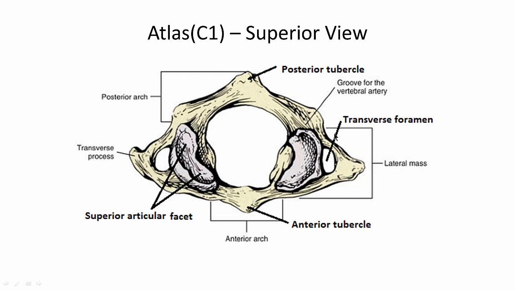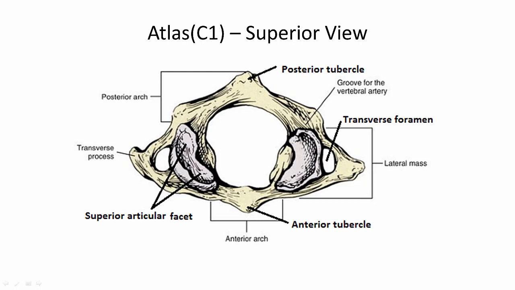Okay. I have a feeling this is going to be longer than I thought. Overhead view of C1. We talked about this already. We have a nice posterior arch here. These are not called lamina. Don't call those lamina. Posterior arch. And then we have a posterior tubercle here. Same on this side. We have an anterior arch. We have an anterior tubercle.